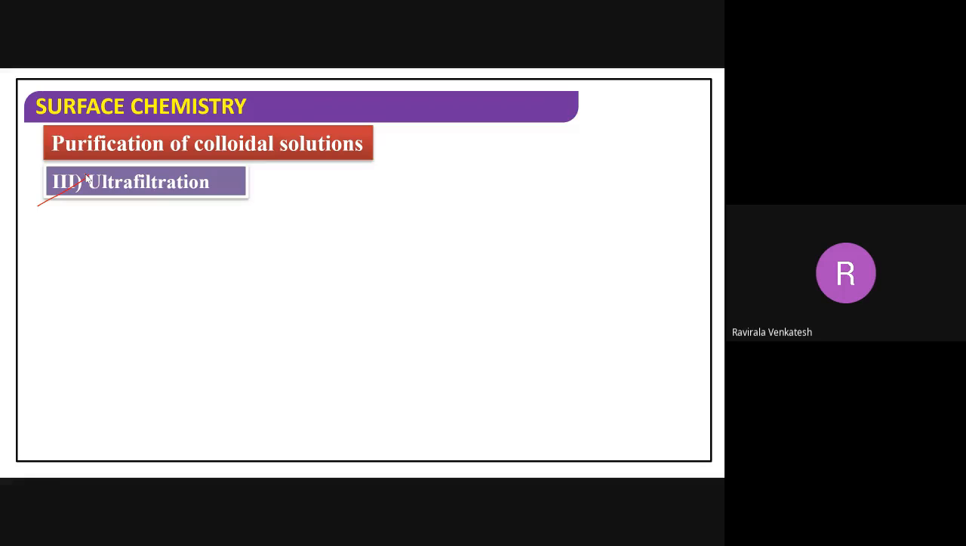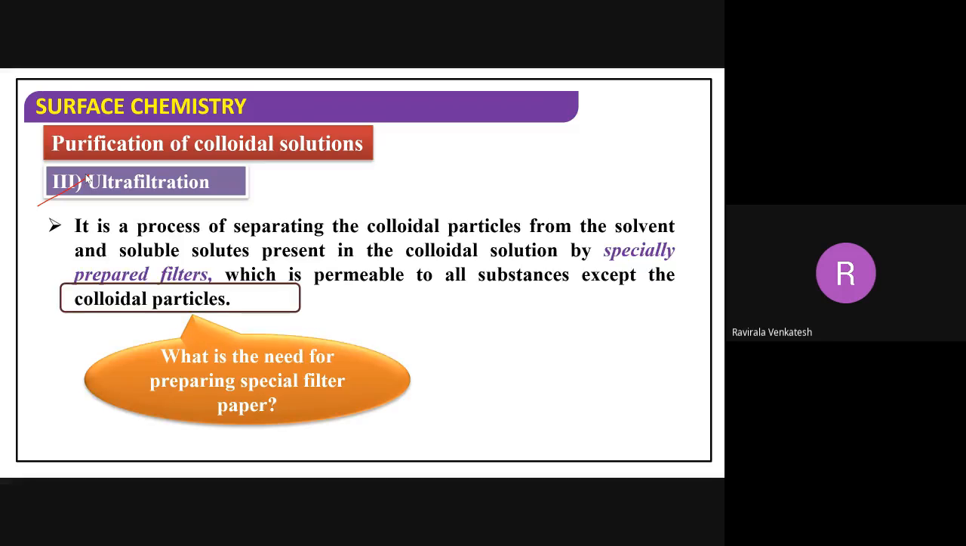After dialysis and electrodialysis, the third method we are taking is ultrafiltration. Now what is this ultrafiltration? It is a process of separating the colloidal particles from the solvent and soluble solute present in the colloidal solution by specially prepared filter papers, which are permeable to all substances except the colloidal particles.